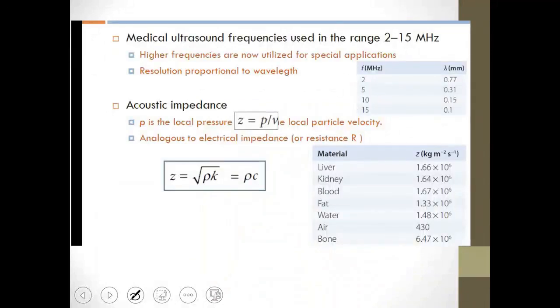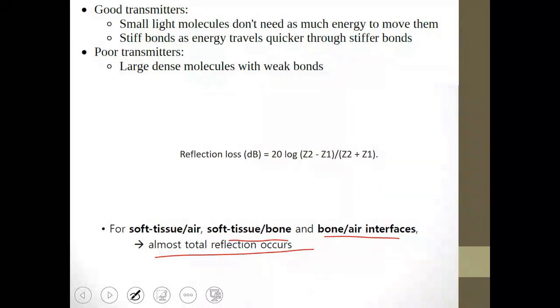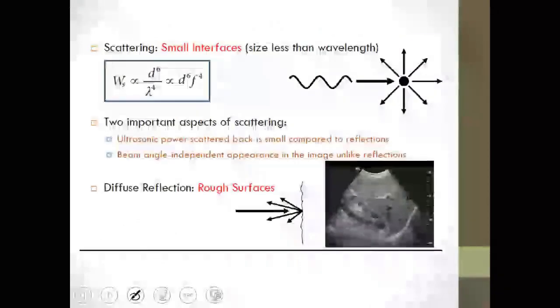If we discuss in detail now about acoustic impedance, and essentially the difference in acoustic impedance that indicates the reflection that occurs, well, for soft tissue and air, as well as soft tissue and bone, along with bone and air interfaces, it tells you that total reflection occurs at these interfaces. Why? Because there is indeed the highest difference in impedance present.